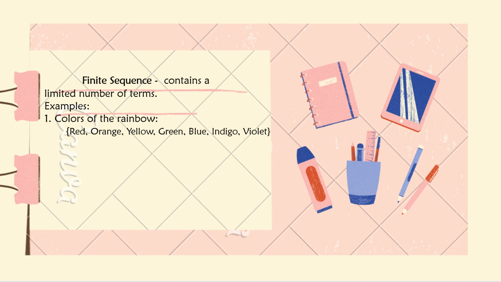The colors of the rainbow consist of how many colors? We have 1, 2, 3, 4, 5, 6, 7. So wala nang ibang kulay yung rainbow. So yun lang. Ibig sabihin limited. Hanggang dun lang siya.